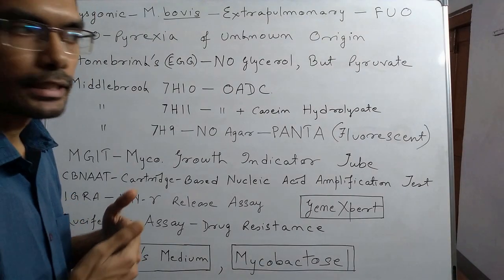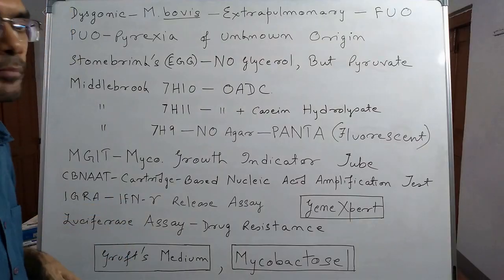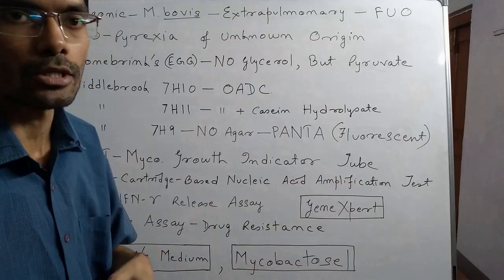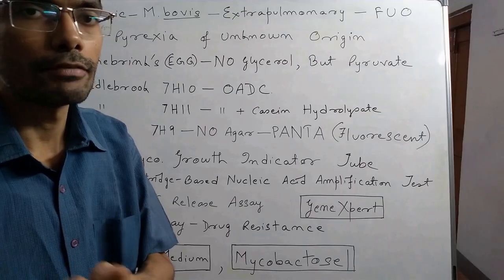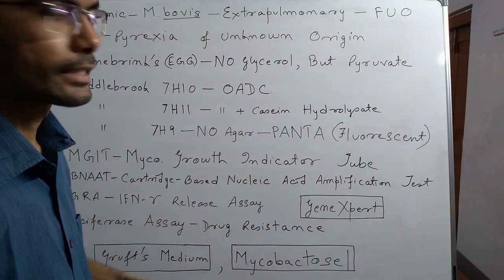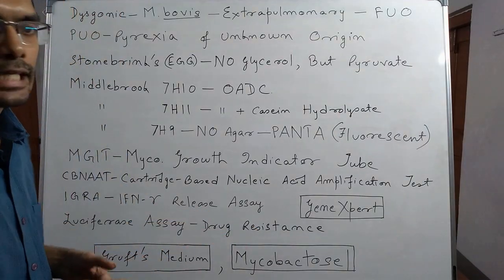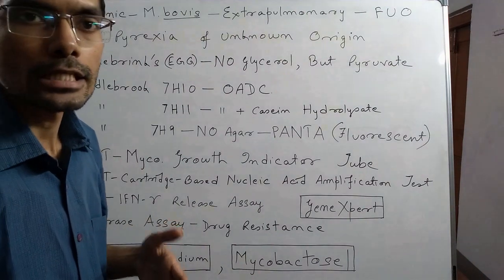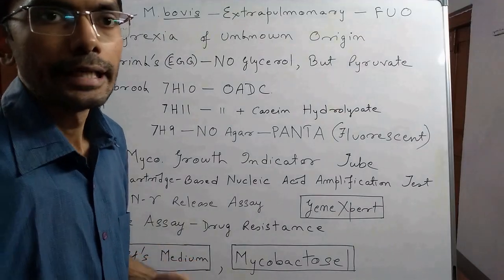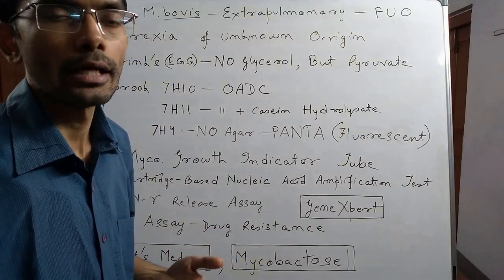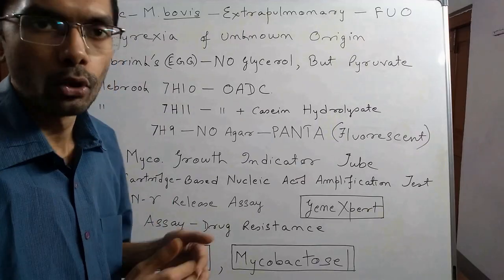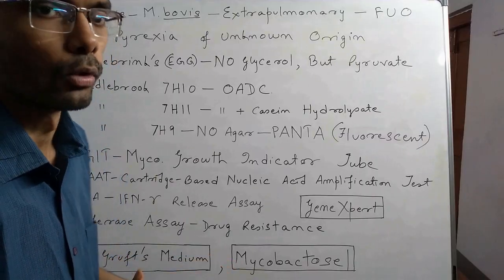IGRA measures the T cell release of interferon gamma, because Mycobacterium infection elicits a delayed type hypersensitivity response, or a type 4 hypersensitivity response, which is mediated by T cells. Luciferase assay is used to detect drug resistance. Luciferase is an enzyme obtained from fireflies, and in the presence of ATP it produces light. So if the bacterium is resistant to a particular drug, it would produce normal amounts of ATP and normal light would be produced. But if it is not resistant, the quantity of ATP it produces would be low and consequently the light produced would be low.